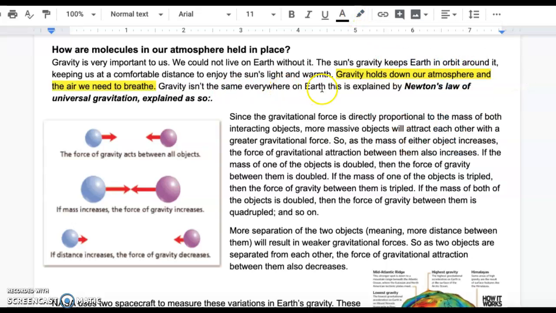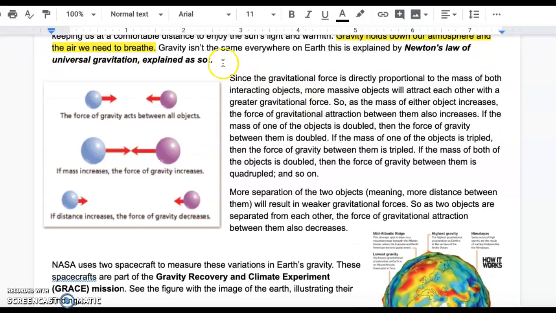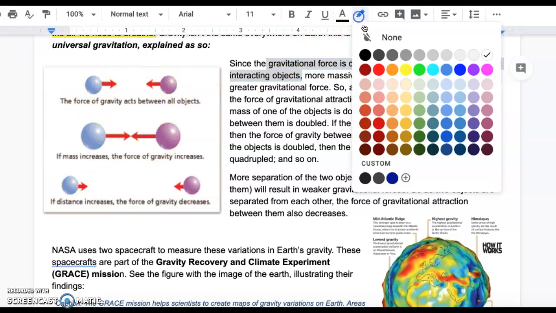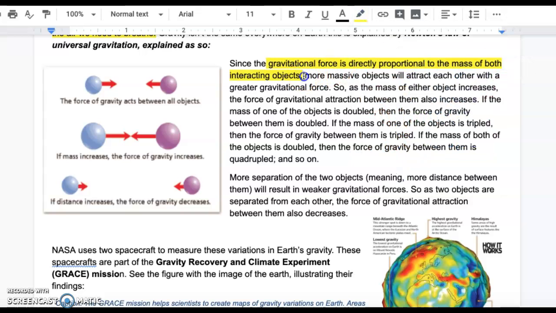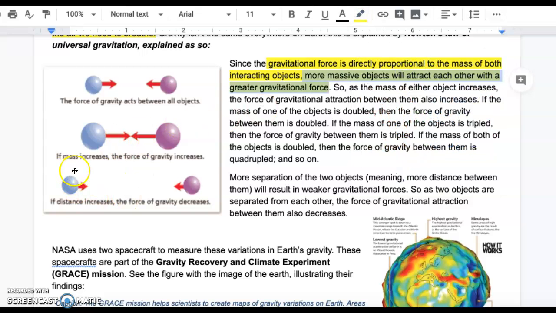Gravity isn't the same everywhere on Earth, and this is explained by Newton's law of universal gravitation, explained as so. Since gravitational force is directly proportional to the mass of both interacting objects, like we see here, right? Here's two interacting objects. These have less mass, these have more mass. More massive objects will attract to each other with greater gravitational force. That means that these two objects are larger, therefore they have greater gravitational force pulling each other together.